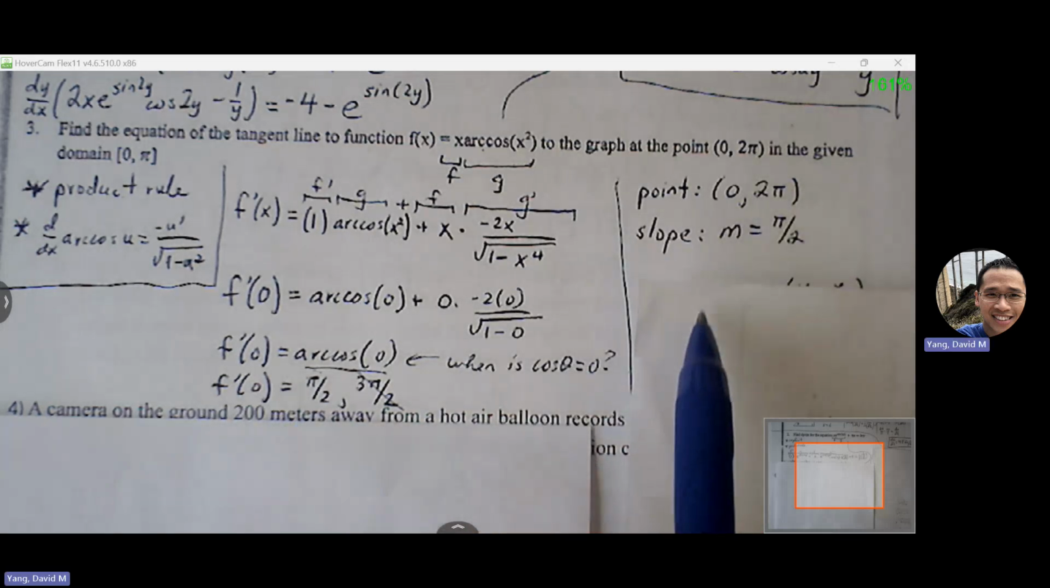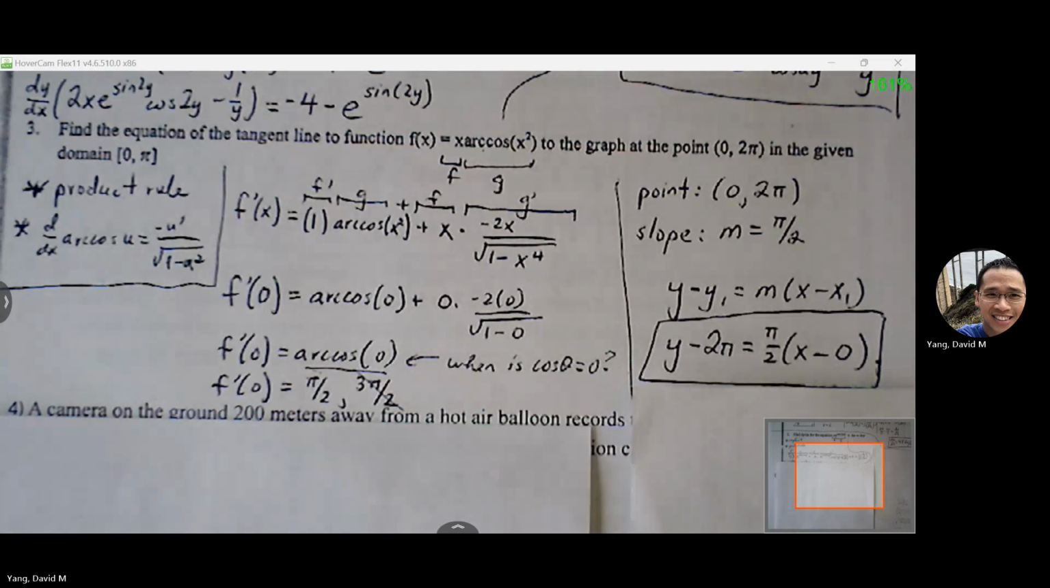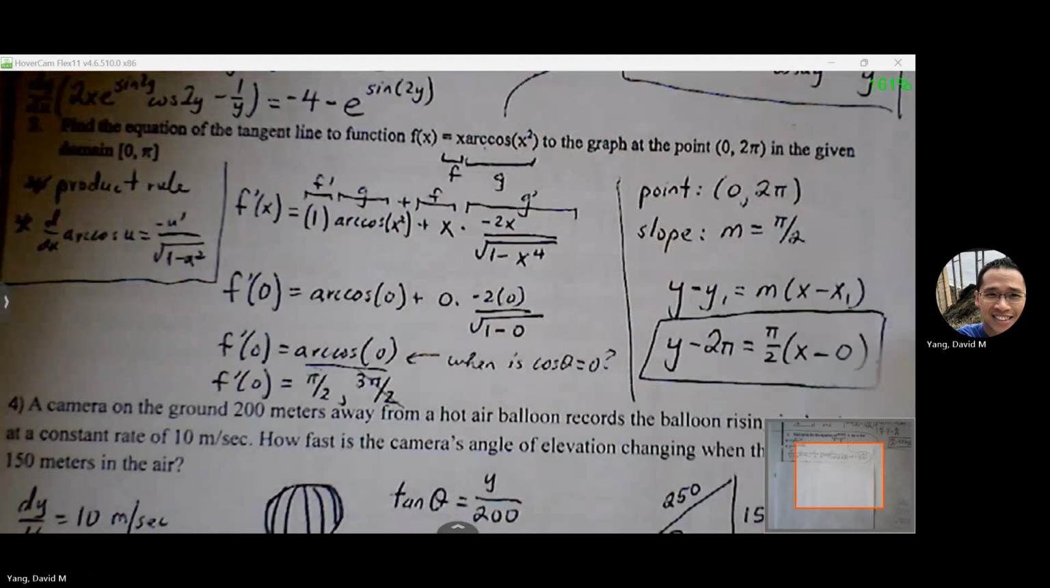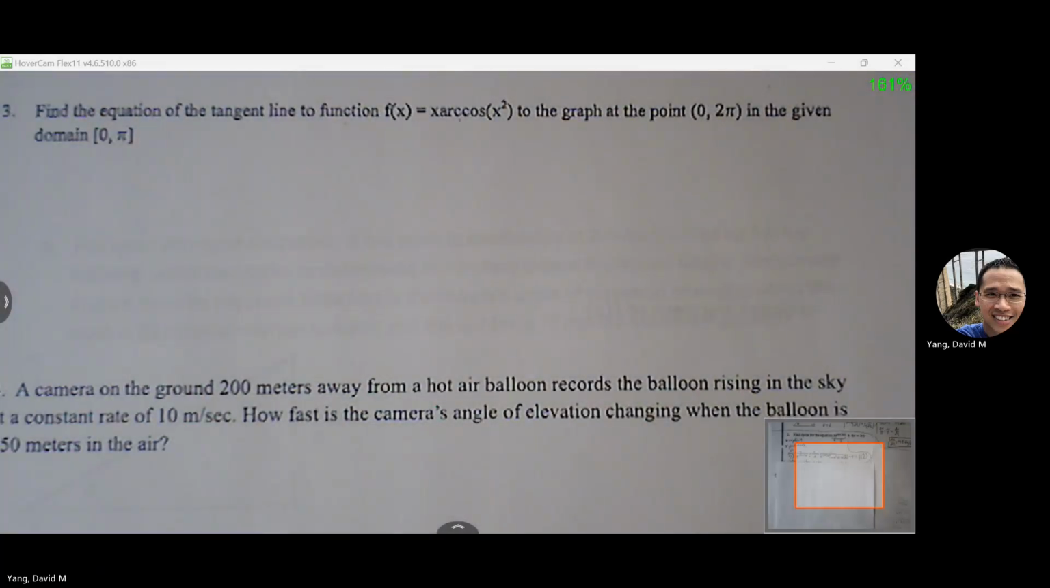So we have our slope, we have our ordered pair, and slope form. Because at the beginning of the problem, it says the given domain is from 0 to pi. So yeah, we have to keep the x value there.